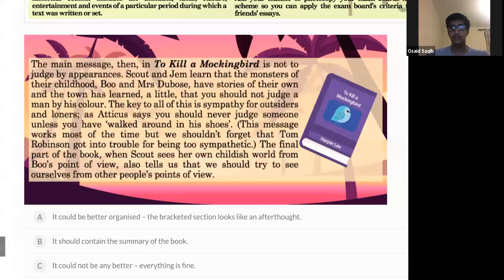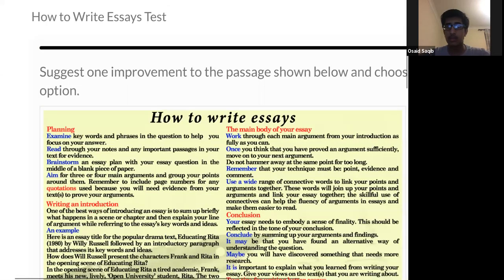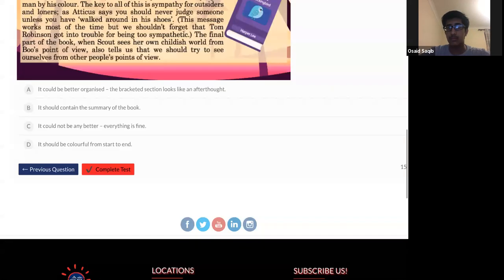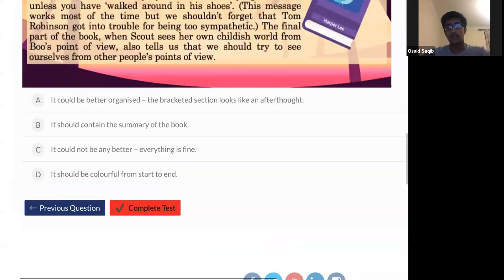All right, I'll say last one. We do this one as well, please. Suggest one improvement to the passage shown below and choose the correct option. Which one do you think it could possibly be? It could have been better organized. Why would you say that? I feel like the order of the themes seems random, and then it talks about the themes for a bit, and talks about something else, and it goes back to talking about the themes for a bit. It just doesn't feel well organized or well put together.